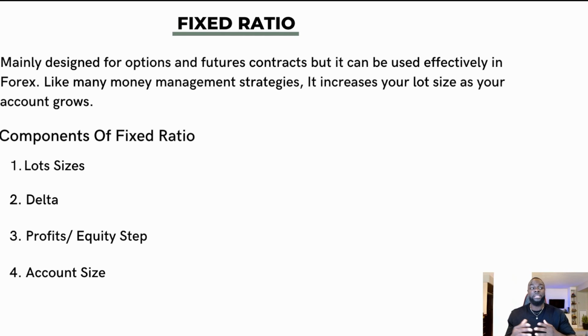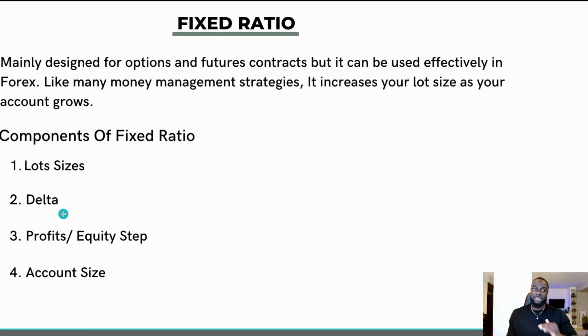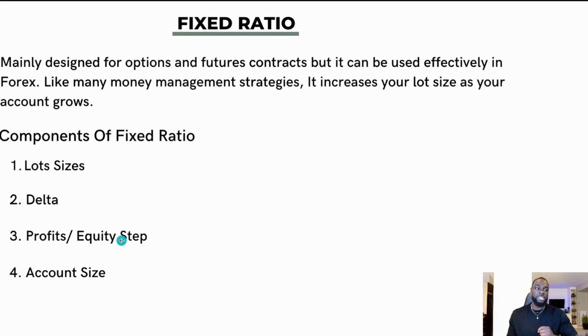The fixed ratio is mainly designed for options and futures contracts, but it can be used effectively in the Forex market. Like many money management strategies, it increases your lot size as your account grows. The components of the fixed ratio are your lot size, which is the amount of lots you're going to be starting with. You pick a lot size for your account size. Okay, this lot I'm going to be starting with. And then we have something called delta. The delta is the amount of money that needs to be seen in terms of growth or profit in the account for you to increase to the next lot. And this delta doesn't change. It stays the same. We're going to be talking more about that.